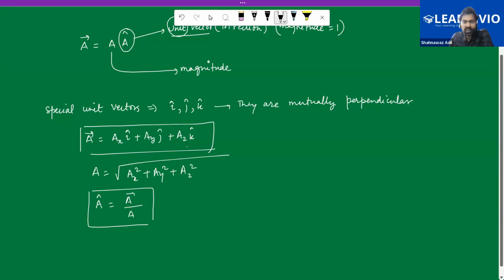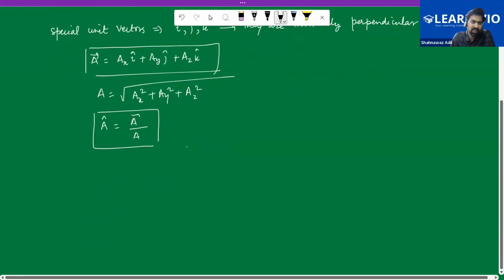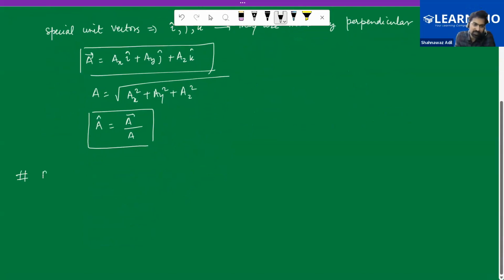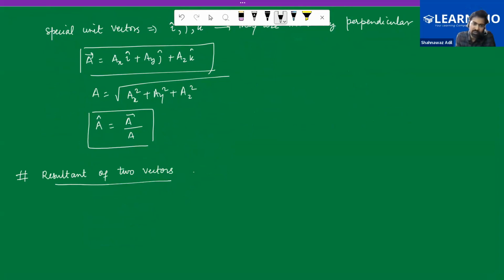Right? And then the next thing that we talked about was the resultant of vectors. So in the resultant of two vectors, you could be given three known quantities: the magnitude of one vector, the magnitude of another vector, and the angle between them. And then you have to find the unknown quantities, which would be the magnitude of the resultant and the angle of the resultant, right? The direction of the resultant. This is direction.